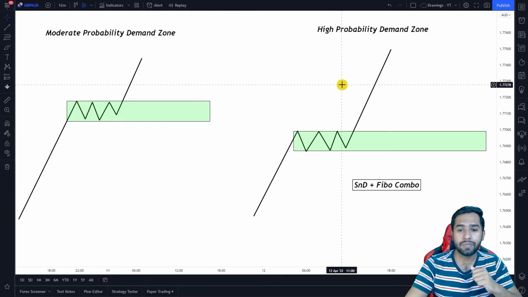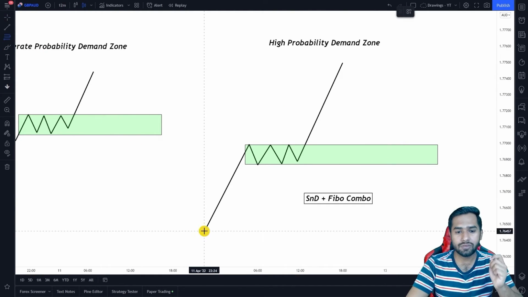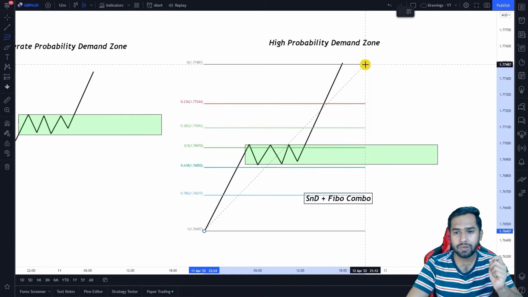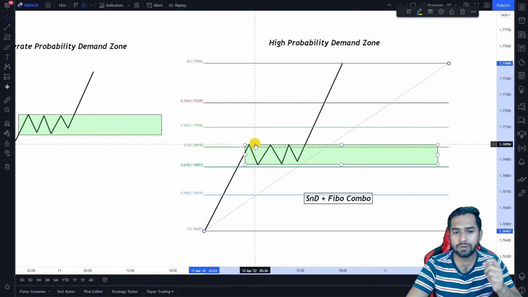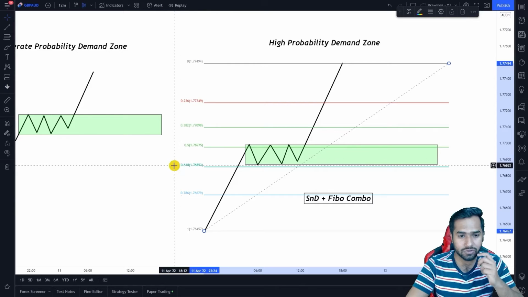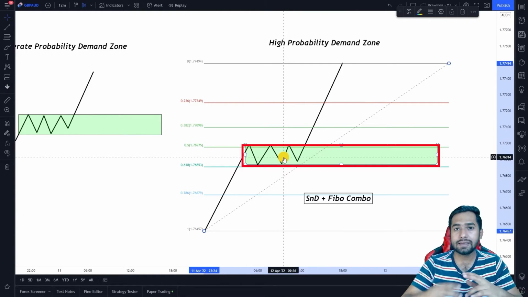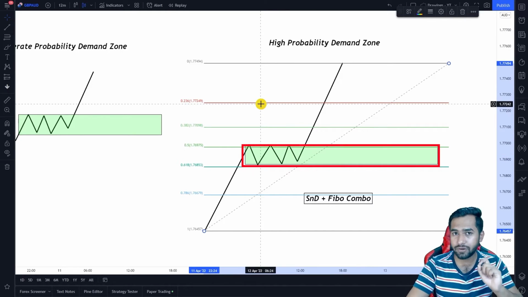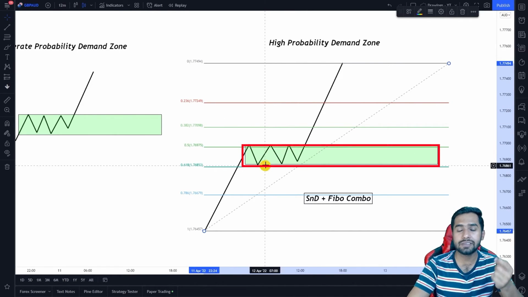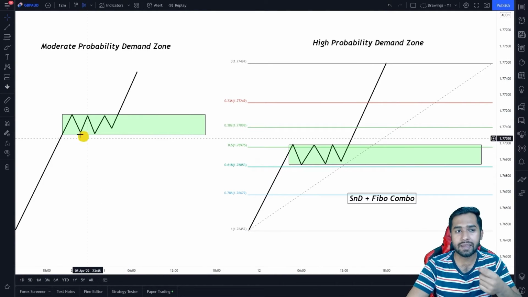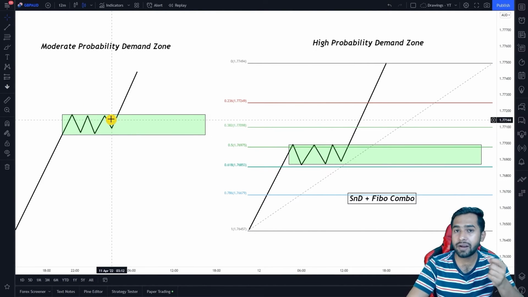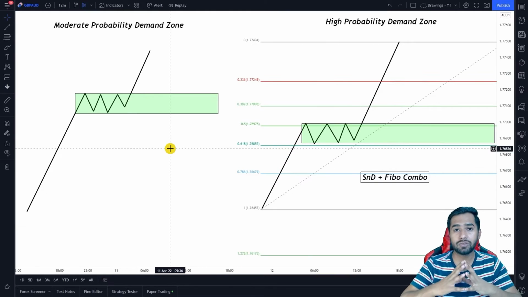Okay, so if I take the Fibonacci tool and draw the Fibonacci ratio from here to here, we can see that this demand zone is forming between the Fibonacci zone. So here the Fibonacci zone is 0.5 to 0.618 level. So this demand zone is on the same level as the Fibonacci zone, which means now the winning probability of this trading setup is much higher than if we were trading the demand zone alone. Okay, and we're going to see this in the example as well.